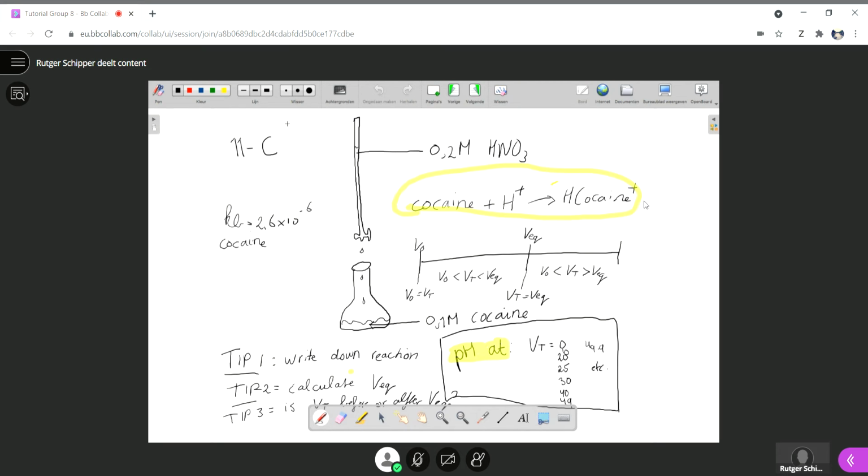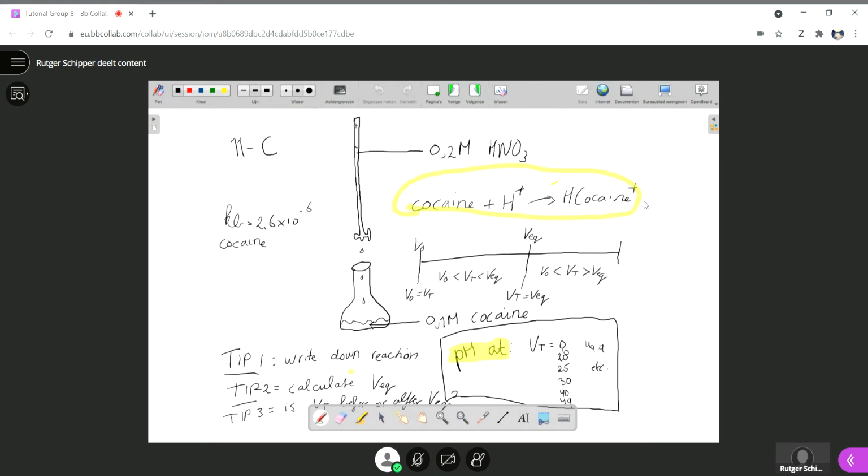So as you can see here, I schematically drew the question that is asked. We have a titration with cocaine in our flask, and cocaine is a weak base, so it's able to accept a proton from water or from an acid. And we are going to titrate with nitric acid, which is a strong acid. So it basically dissolves into NO3 minus and just the protons.